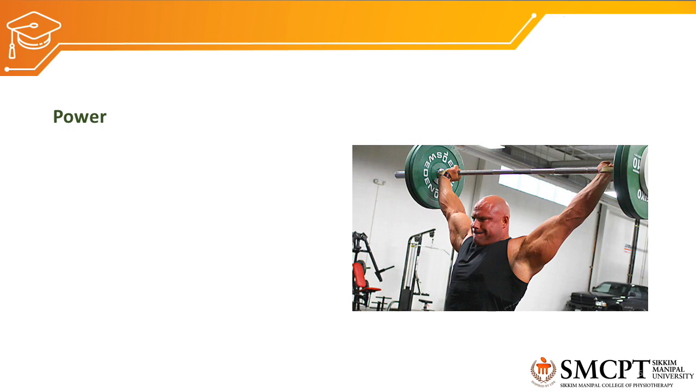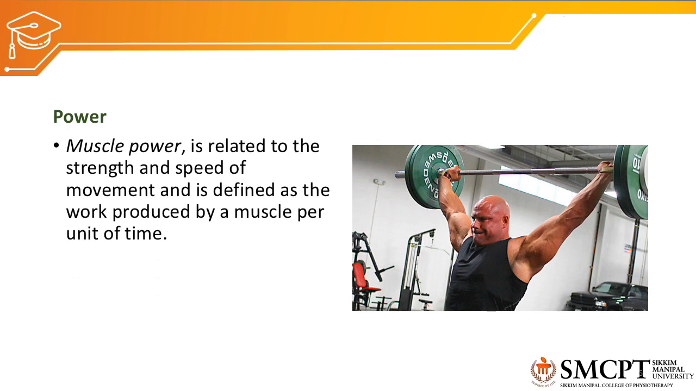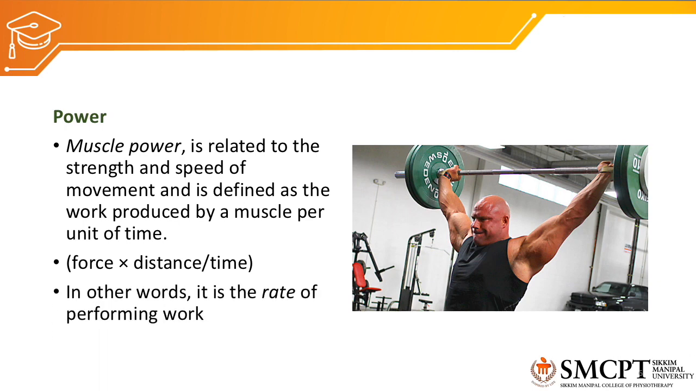Next element of muscle performance is power. Muscle power is related to the strength and the speed of movement and is defined as the work produced by the muscle per unit of time. So you need to remember that the power is related with time. So it is force into distance by time, or strength by time. Or it can simply be told as rate of performing work.